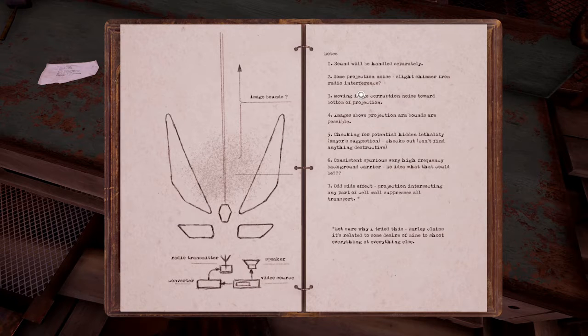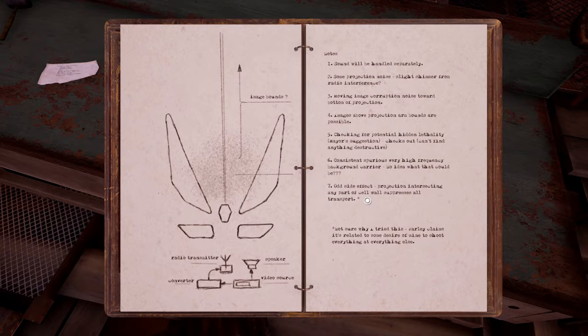2. Some projection noise, slight shimmer from radio interference. 3. Moving image corruption noise toward bottom of projection. 4. Images above projection arm bounds are possible. 5. Checking for potential hidden lethality. Mayor's suggestion. Checks out. Can't find anything destructive. 6. Consistent, spurious, very high frequency background carrier. No idea what that could be.